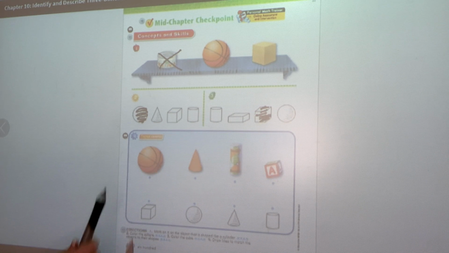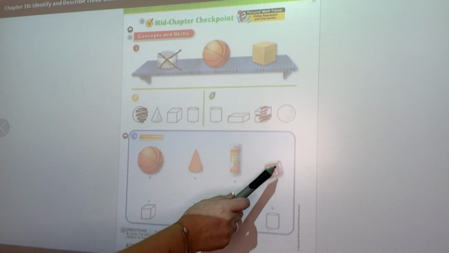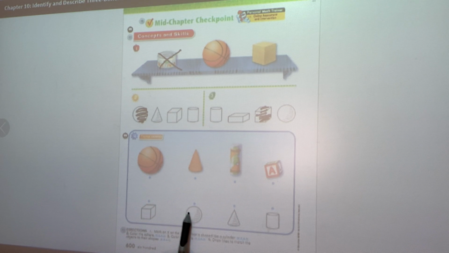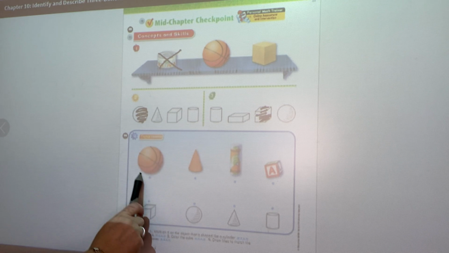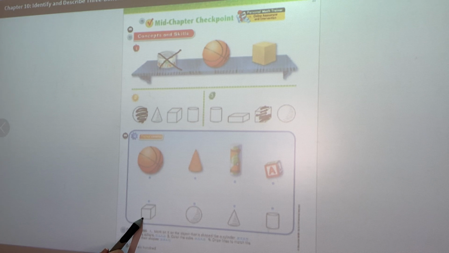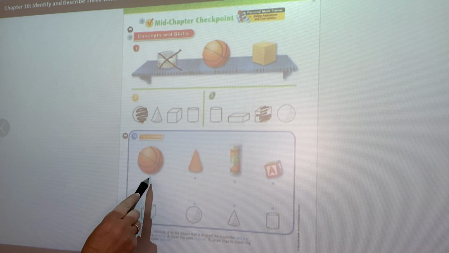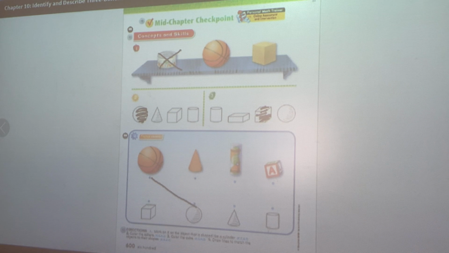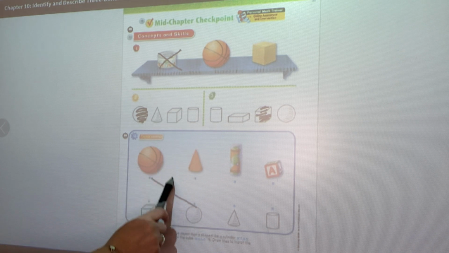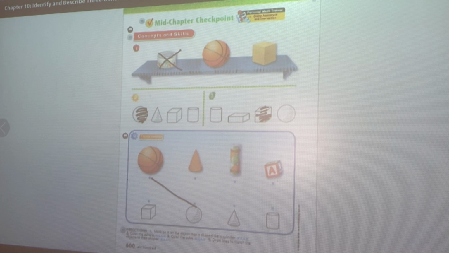Okay, and lastly, we are going to match real life objects with the drawing of the 3-dimensional shape. So what shape would a basketball be? Would it be a cube? No. Would it be a sphere? Yes. So we're going to draw a line from that blue dot to that blue dot. What would this one be? I hope you said cone. So we would draw a line from this blue dot to matching the cone here.